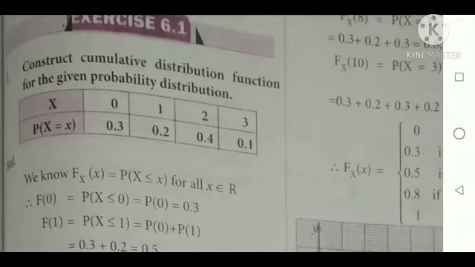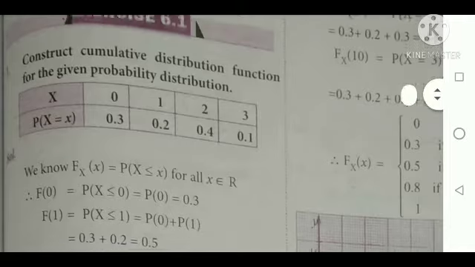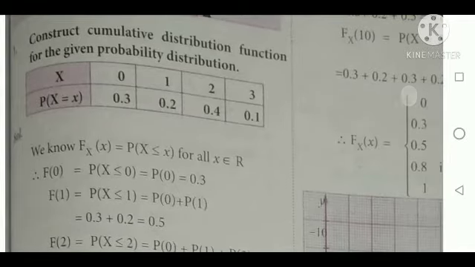Here in the probability distribution, x is given as well as p of x is given. So using these two variables, we are going to construct the cumulative distribution function. Here we know F of x equals P of X less than or equal to x, for all x belongs to R. So this is the probability distribution.